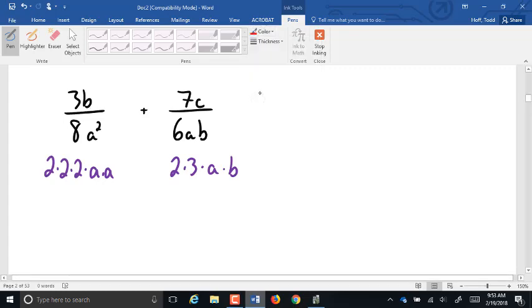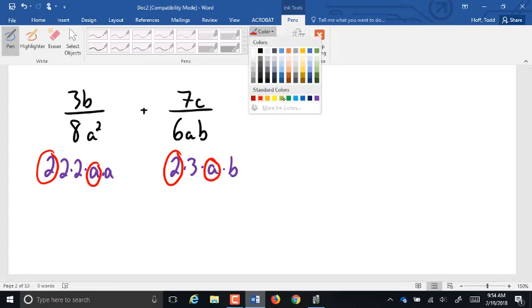Now, what I was doing up above, one of them was a multiple of the other. So all I had to do is cross off the common factors, and what was left in the other number was what we needed to multiply by. Here it's going to be a little bit more complicated because there are going to be missing factors on both sides. What do they have in common, first of all? They both have a 2. They both have an a. So the 2 and the a are covered.